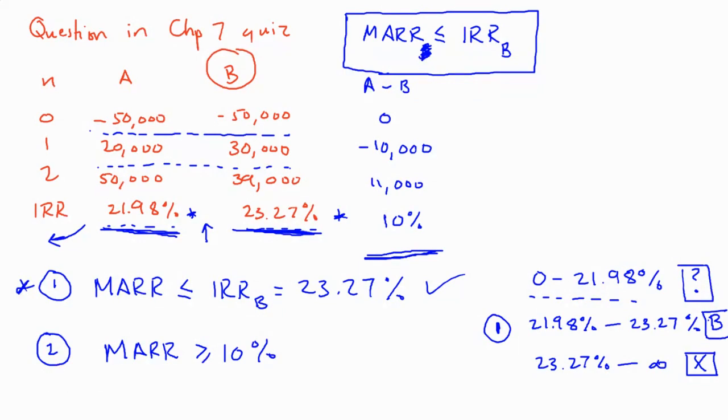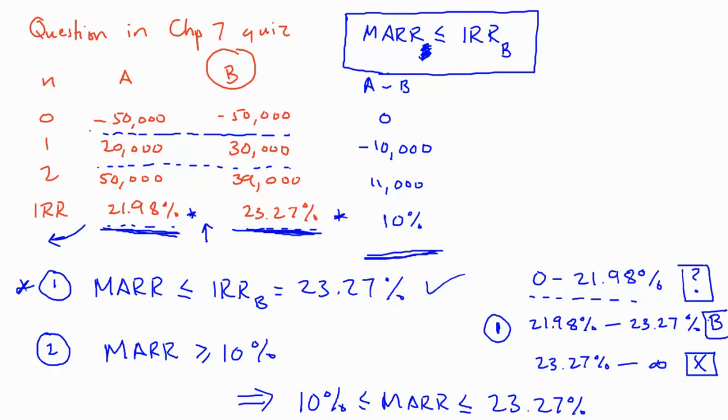Okay, so now I have 2 conditions. One I got from the initial check, one I got from incremental analysis. Right, and I can combine these 2 and I get my answer. To choose B, the MAR should be between 10 and 23.27%.